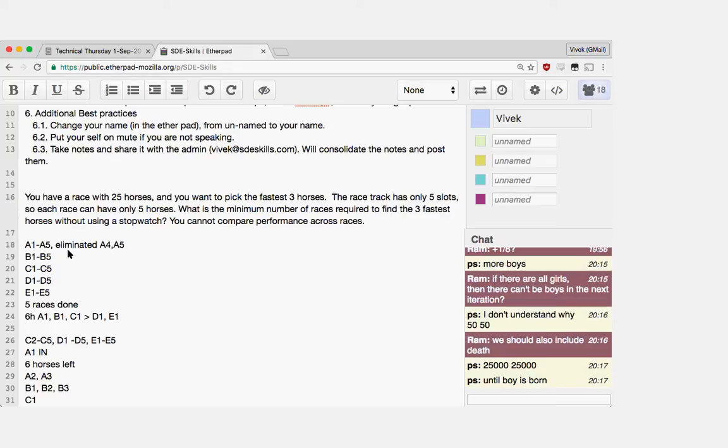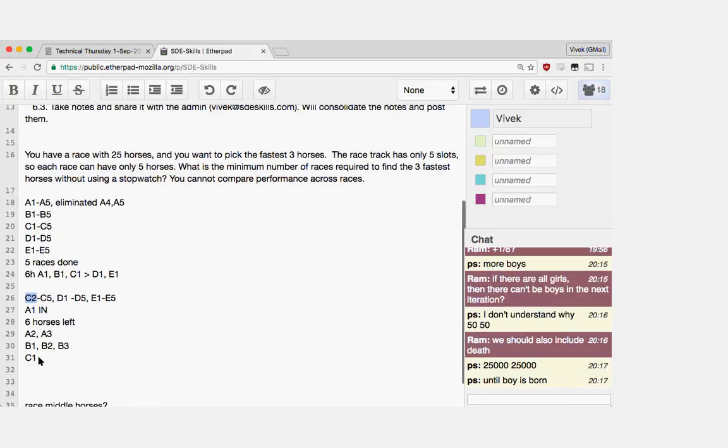Okay. And C2, the best C2 can do is that C2 is still slower than C1. So even if you find that B2, B3, A3 are faster, they will by definition be faster than C1. So C2 is also eliminated. So in the 6th race, we have eliminated all of them. And at this point of time, we know that A1 is in for sure. A1 is definitely the fastest of the fast horses. Right, so that is in.